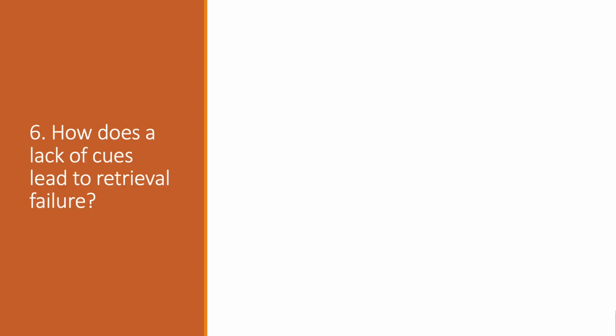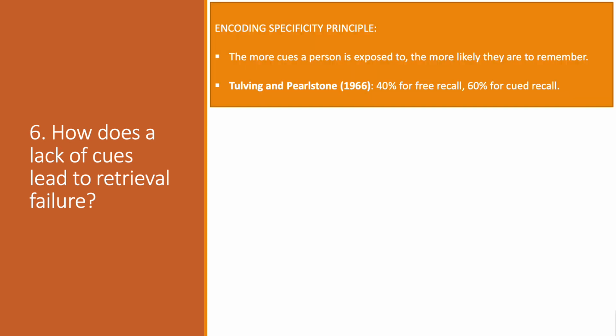Question 6 was, how does a lack of cues lead to retrieval failure? If you think back to last lesson, we broke it down into 3 components. The first one was encoding specificity principle. And Tulving and Pearlstone found that the more cues a person is exposed to, the more likely they are to remember something. So they gave the participants category plus word. So for example, fruit, apple, or animal, panda. And those who didn't receive the category name only remembered 40% of the words, whereas those who did receive the category name remembered 60%.